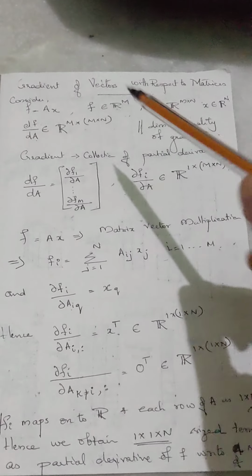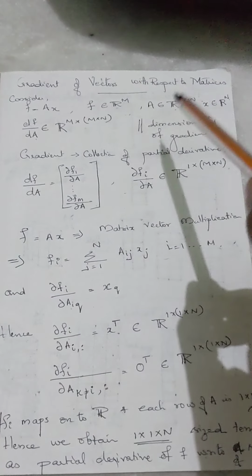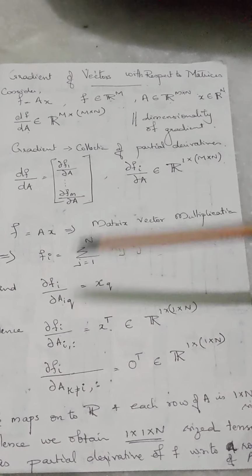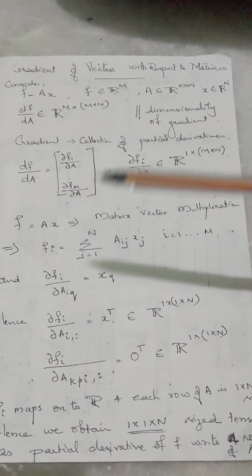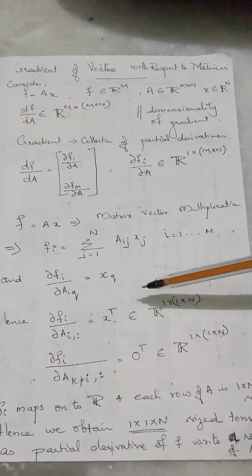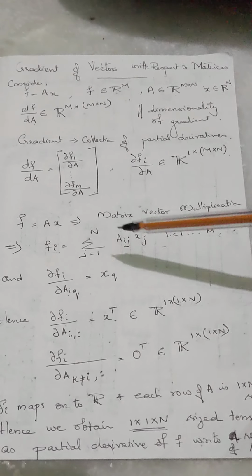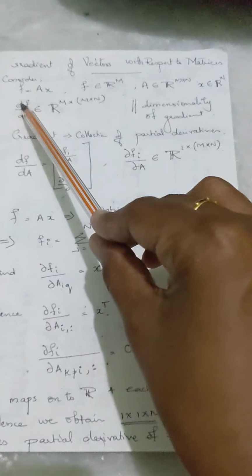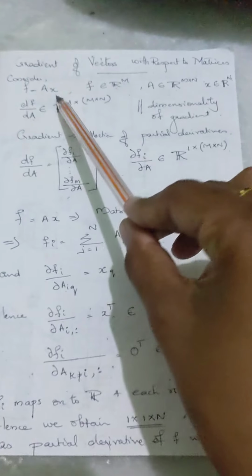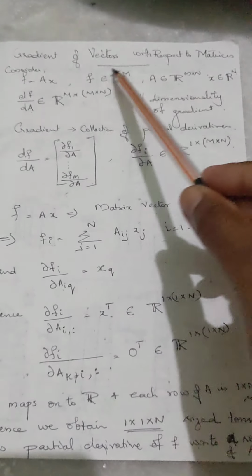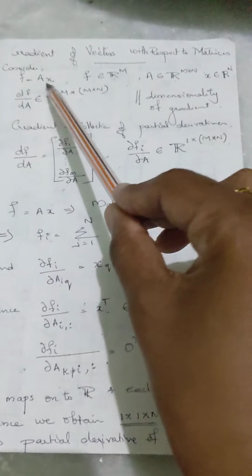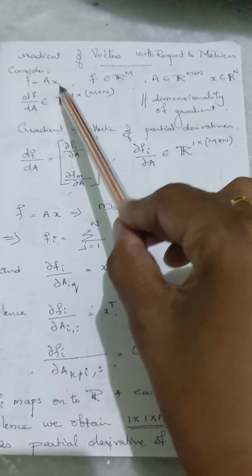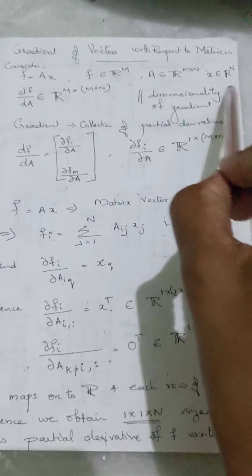So in the previous video we learned about the gradient of vectors with respect to matrices. Here, once more, I'm going through that same concept, how it is done, with the help of an example. What we have taken is a function in the form of matrix multiplication, where a matrix A is multiplied with the vector x, and the dimensions are also given.